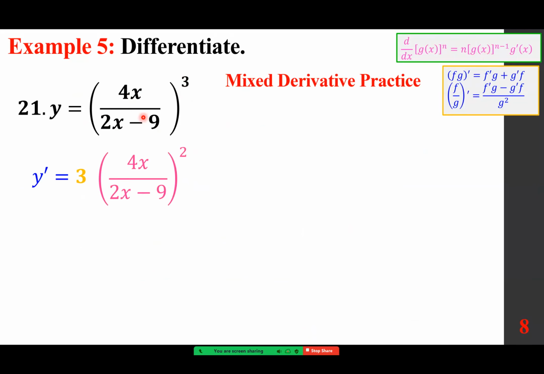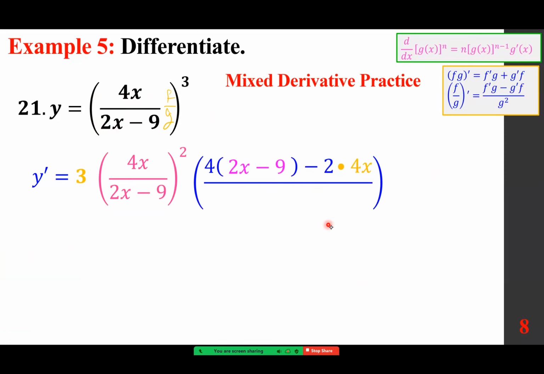And finally, I need the derivative of the inside. So I'm going to use the quotient rule by calling this f over g. So I need a fraction bar. f prime is 4 times the bottom, 2x minus 9, minus g prime f. g prime is 2 times f, the top, which is 4x. And then I put the bottom in a parenthesis and square it. And again, this is the end of calculus step.